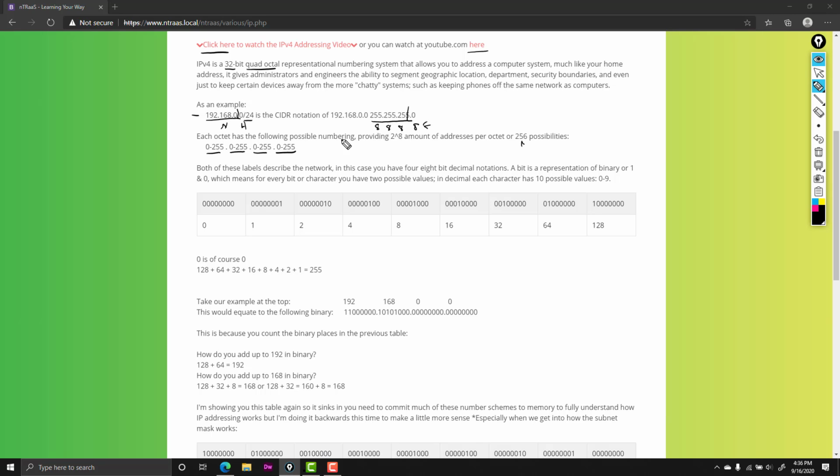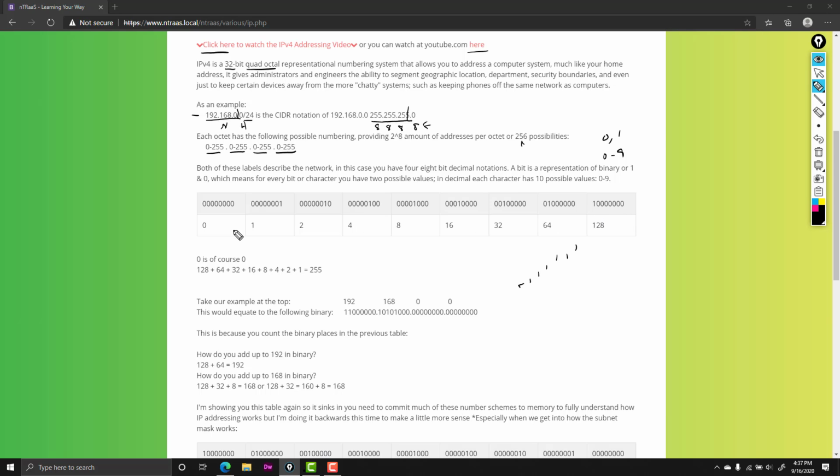Keep in mind that a bit is a representation of binary or ones and zeros. This means for every bit or character you have 2 possible values. Just like in decimal, you have a potential of 10 possible values. So you have 0 and 1 versus 0 through 9. And you'll see here, kind of like how we have on the decimal system with 1, 10, 100, 1000, 10,000, 100,000, etc. We do the same thing with binary.